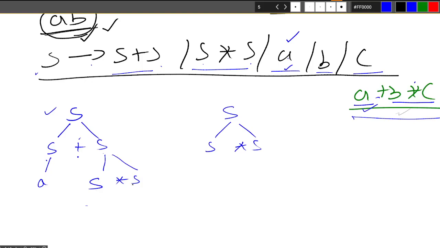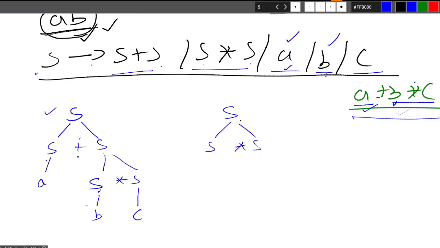So these two non-terminals are to be replaced. Now I believe the first S will be replaced by b, if at all possible. Yes, it is possible. Here one rule we can see, S derives b, so we are replacing it with b, and this S is being replaced by c.